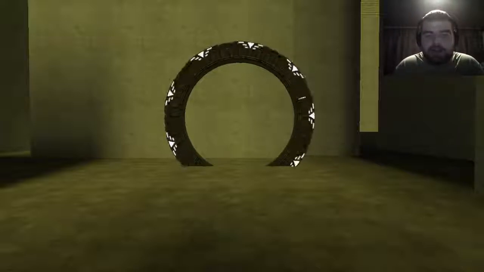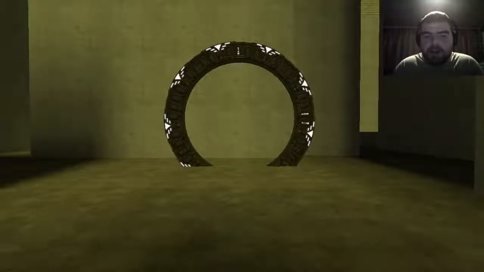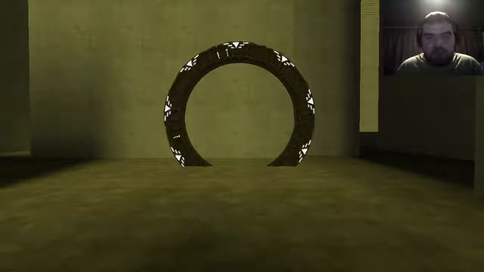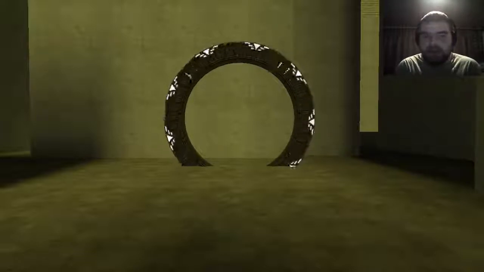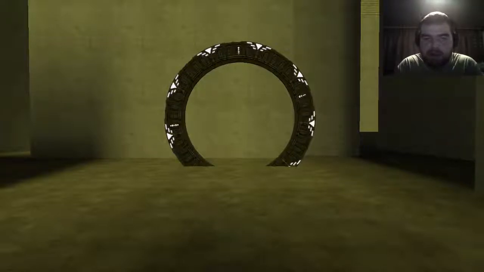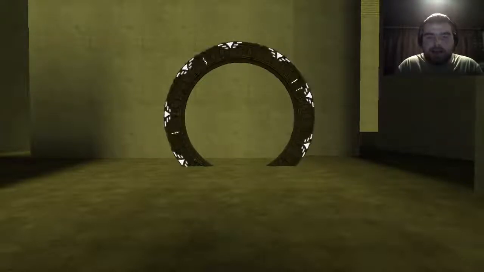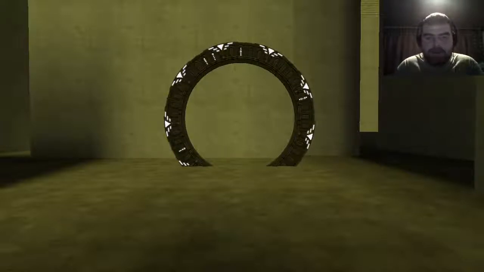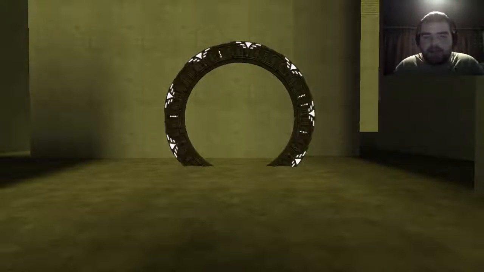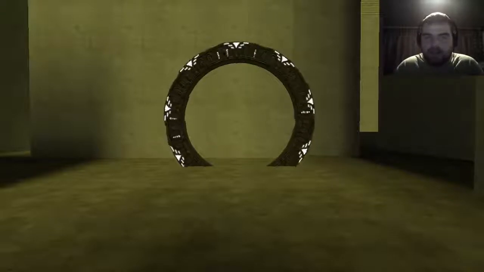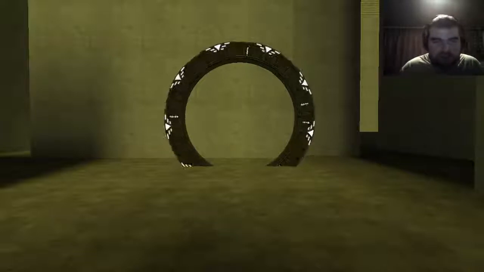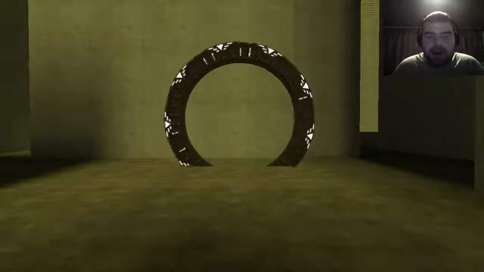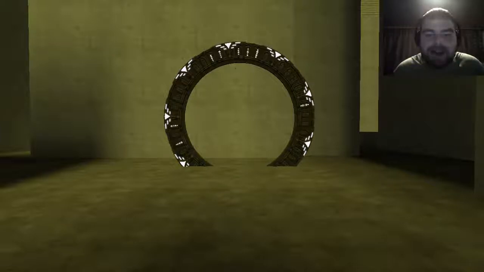counterclockwise. Second symbol is locked. Third symbol is also locked. Fourth symbol is locked. Fifth symbol is locked. Opening the wormhole right now.